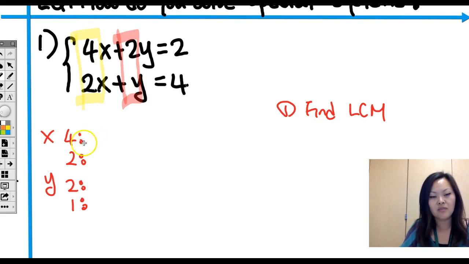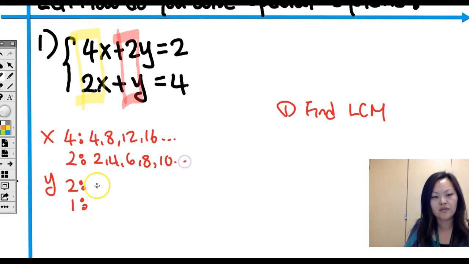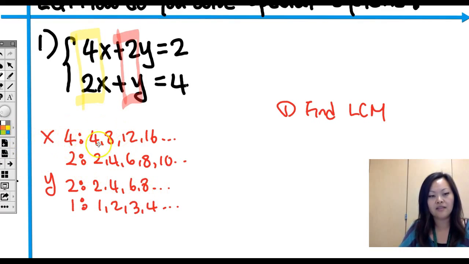Then you have to put the 4 times table, and then the 2 times table, right? So this part is the easy part. The 2 times table. The 1 times table. And then we have to find our LCM, right? So for the LCM over here with the variable X, we have 4. With the variable Y, we have 2. So then what this means is, in order for us to eliminate the variable X, we got to make sure the 4 turns into a 4, the 2 turns into a 4, right?